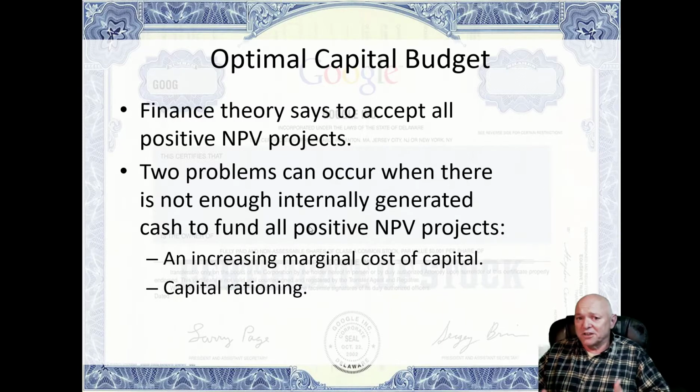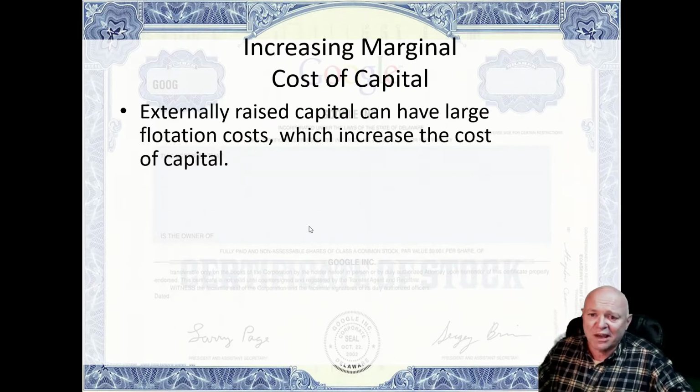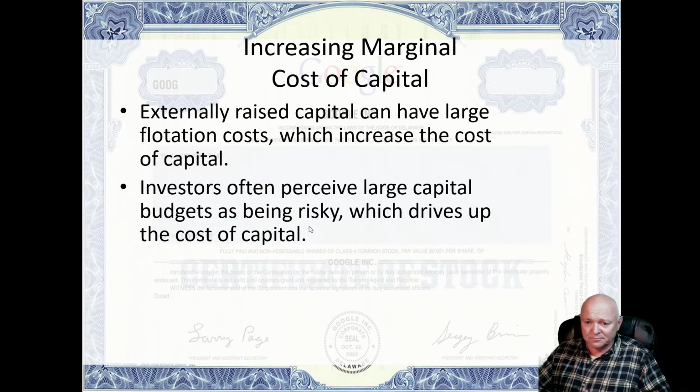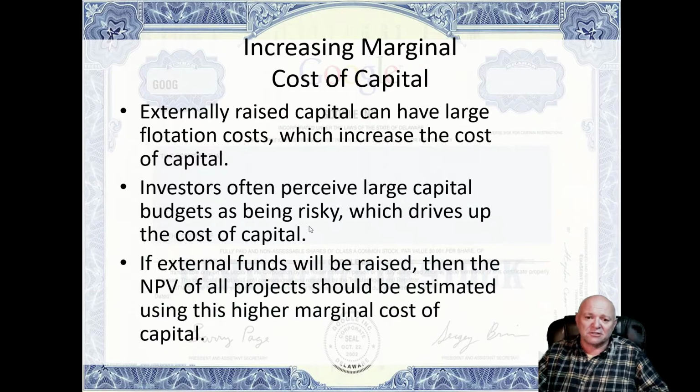We also have the standard problem of capital rationing. I'll come back to that one in just a minute. But increasing marginal cost of capital just says if you have to go to external markets, there are going to be flotation costs. The flotation costs are going to increase the overall cost of capital. Large capital budgets are seen as risky, which drives up the cost of capital, not just for your new projects, but for your existing operations.